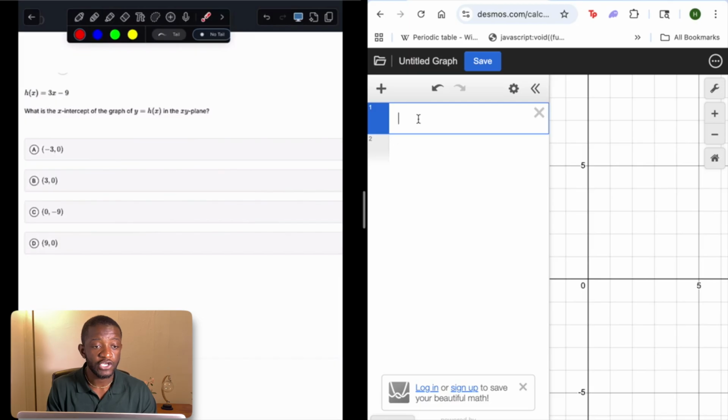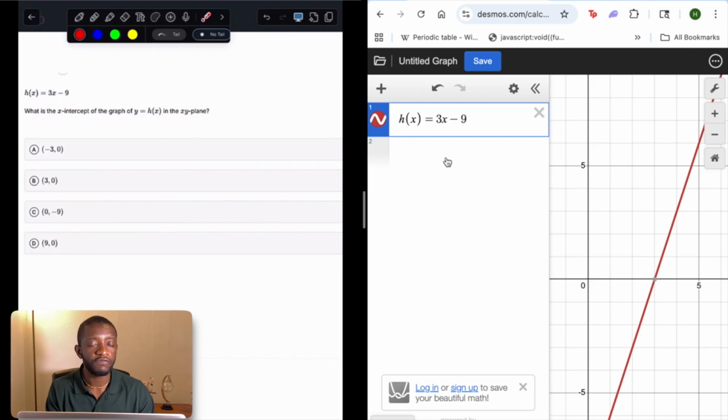Okay, so now it says, what is the x-intercept of the graph y equals h of x in the xy plane? So you have h of x equals 3x minus 9. Imagine if you didn't have Desmos, you would have to plot this by hand and try to figure out what the x-intercept is, or you could plug in 0 and so on. But with Desmos, everything is just visual. You could just literally look at the graph. They're asking for the x-intercept. There it is, 3, so 3, 0.